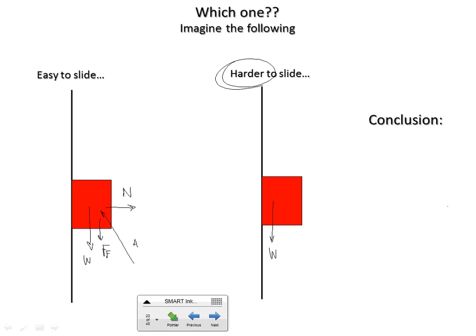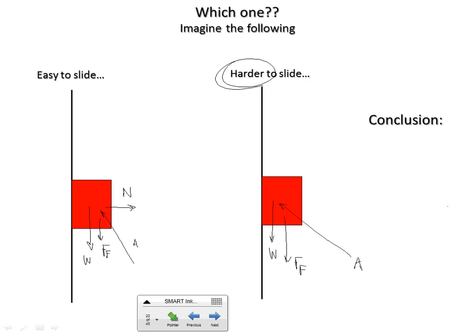The question is, what would I have to do in order to make it, quote unquote, harder to slide up the wall? Or really what I'm saying is, in order to make there be more friction between the block and the wall. Well, what ends up happening is if I push harder like this into the wall with a bigger applied force, well, that's going to make more friction downward. Can you imagine doing that?